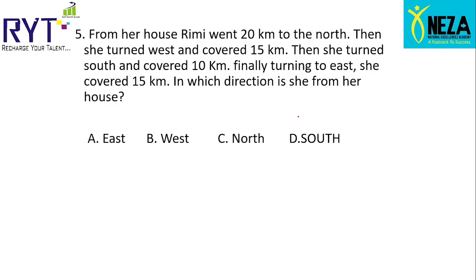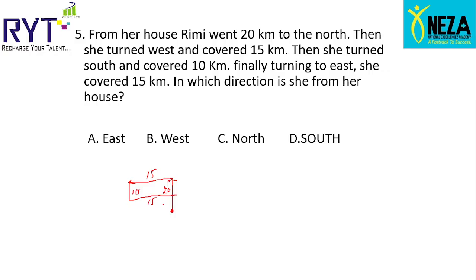Next question. From her house, Remy went 20 kilometers to the north. So let us say this is Remy's house. He went 20 kilometers to the north. Turned west and covered 15 kilometers. From there again turned south and covered 10 kilometers. Finally turning to east, she covered 15 kilometers.